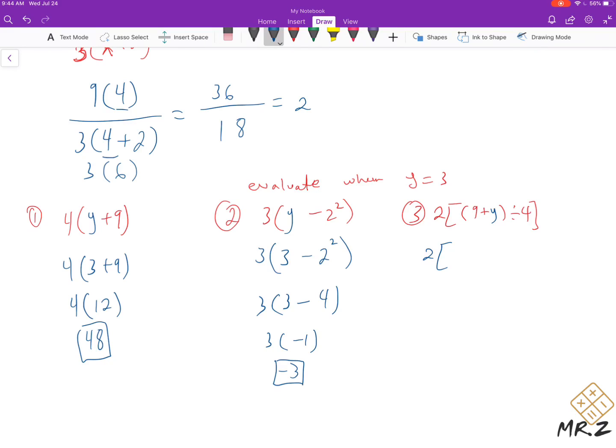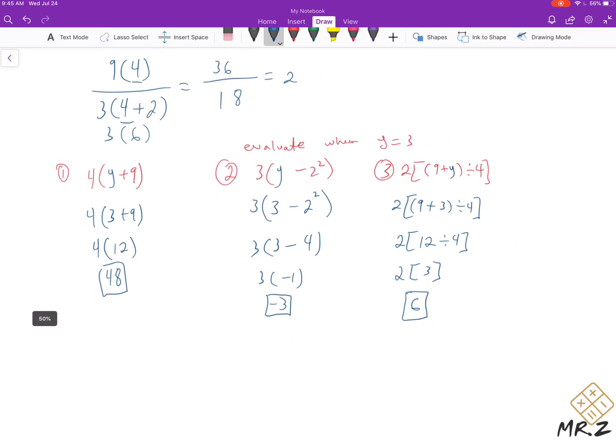2 times 9 plus y, and remember y is 3, divided by 4. Now, within your bracket, you do have a parenthesis, so you have to work on your parentheses first. And within that parenthesis, you do have a 9 plus 3. So 9 plus 3 is 12, divided by 4. Again, now the bracket, 12 divided by 4, 3. And then 2 times 3, 6.